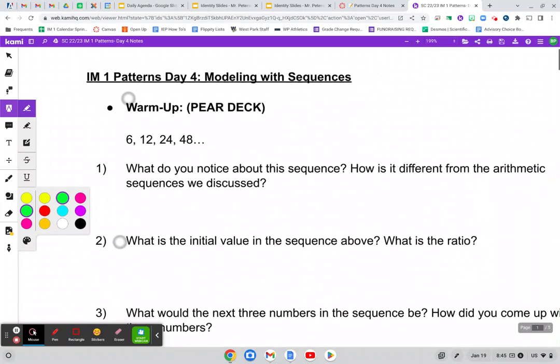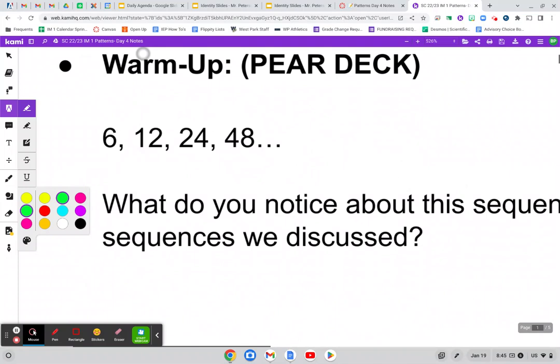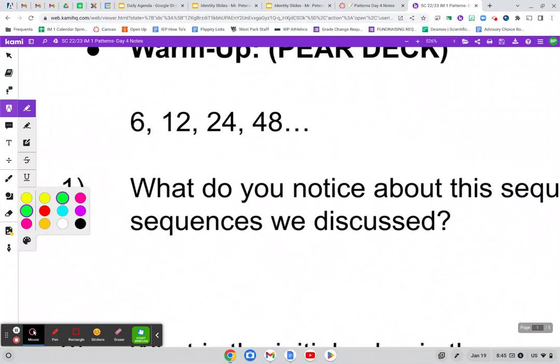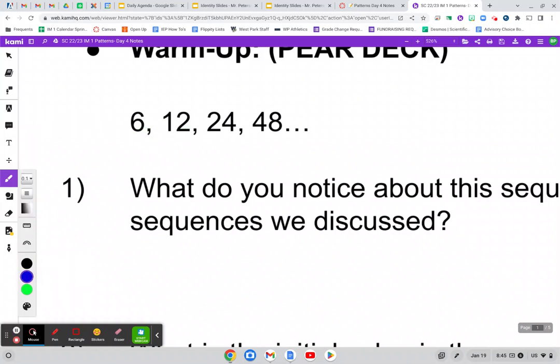Now, hopefully, you're done with the warm up at this point, and you've identified that this looks like it's multiplying by 2. Let me get the right pen here. Okay, it looks like it's multiplying by 2 from 6 to 12. All right, so we're multiplying by 2. From 12 to 24, again, multiplying by 2. 24 to 48, again, multiplying by 2.